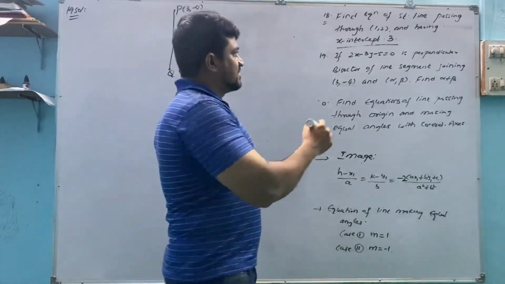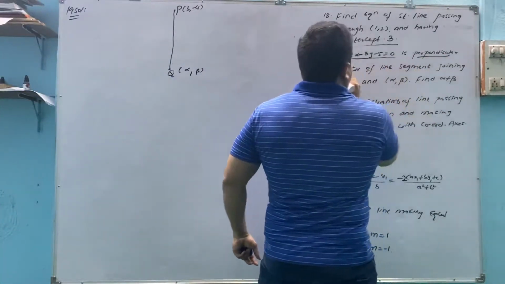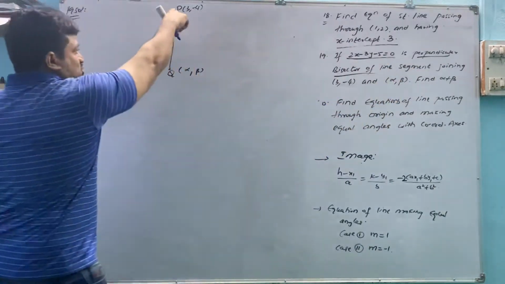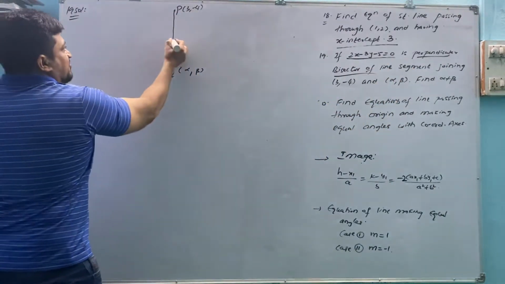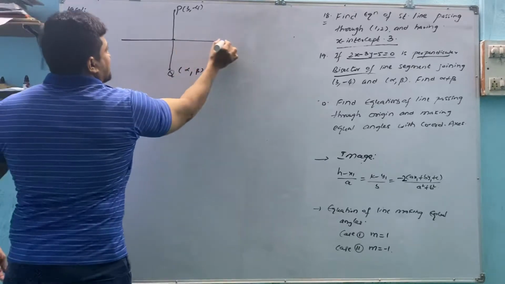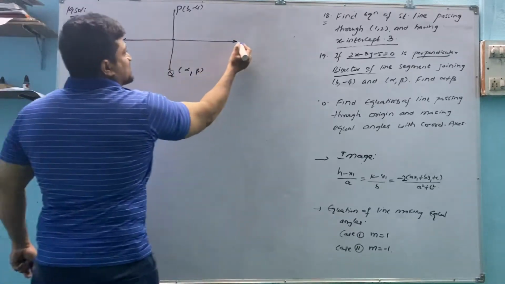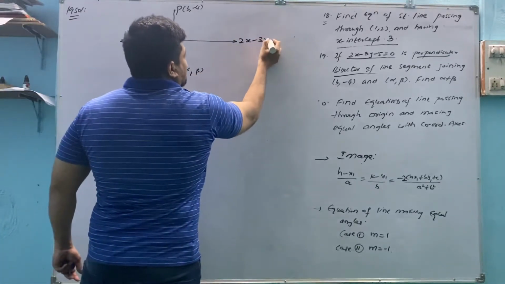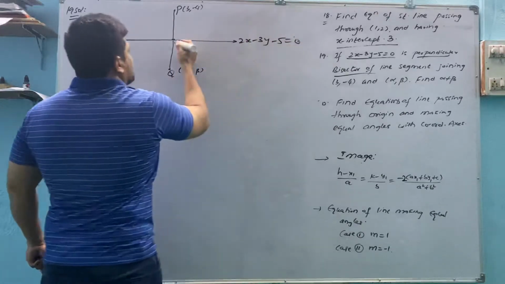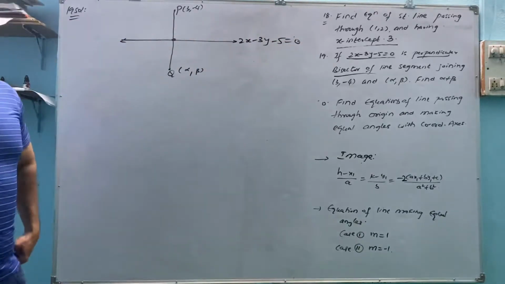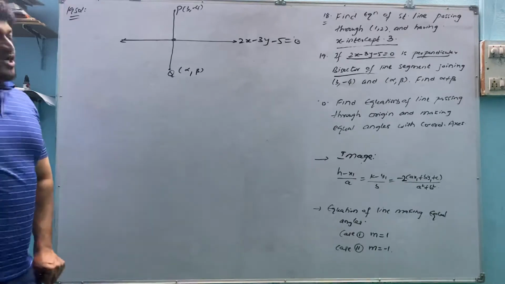What they have given? This is the perpendicular bisector of the line segment joining these points. One bisector, one line. This is a line given to us. What is that line's name? 2x minus 3y minus 5 equal to 0. This is the perpendicular bisector. So we need to find alpha plus beta.